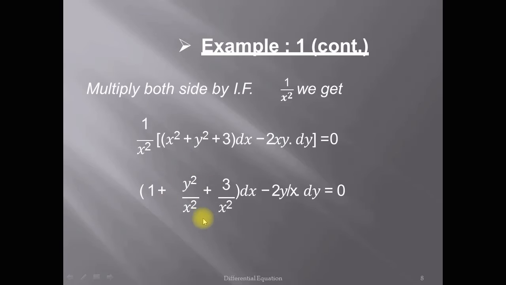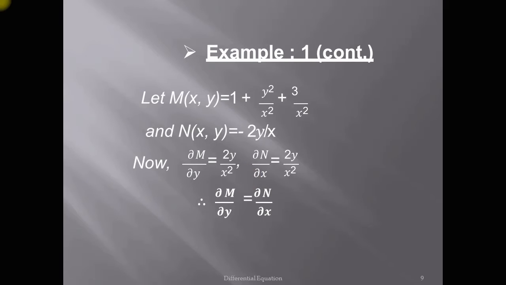Now again consider this is equal to m and this is equal to n, to check whether this differential equation is now exact or not exact. But after multiplying the integrating factor to the given differential equation, which was not exact, it definitely becomes an exact differential equation, and you can check it again. This is the new function m, 1 plus y square by x square plus 3 by x square, and this is the new function n, minus 2y divided by x.